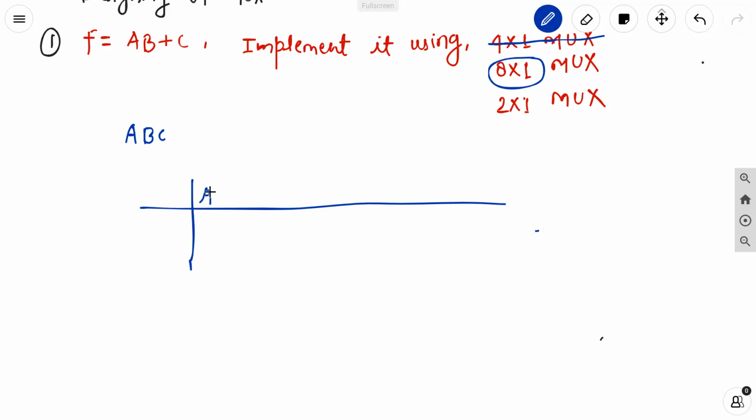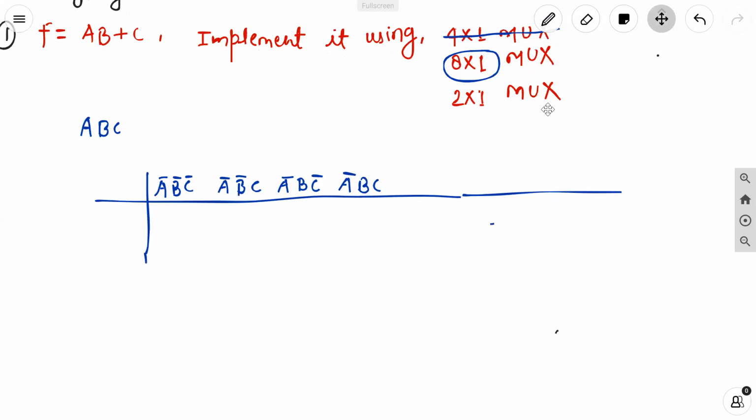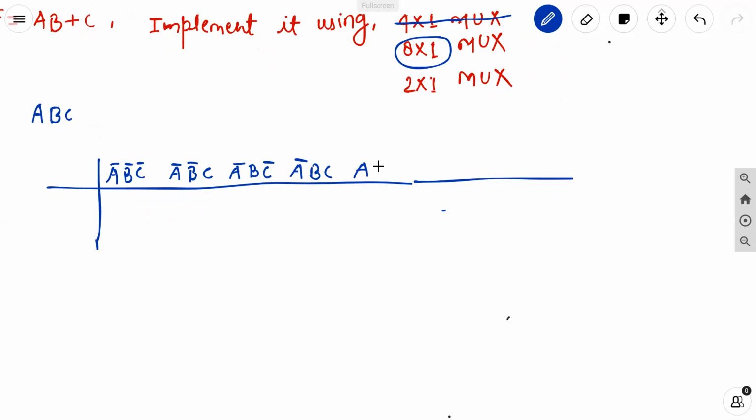A, B, C here. Then A complement, B complement, C complement; A complement, B complement, C; A complement, B, C complement; A complement, B, C; and similarly A, B complement, C complement; A, B complement, C; A, B, C complement; and A, B, C. So these are all the possible combinations of select lines we have to put in.